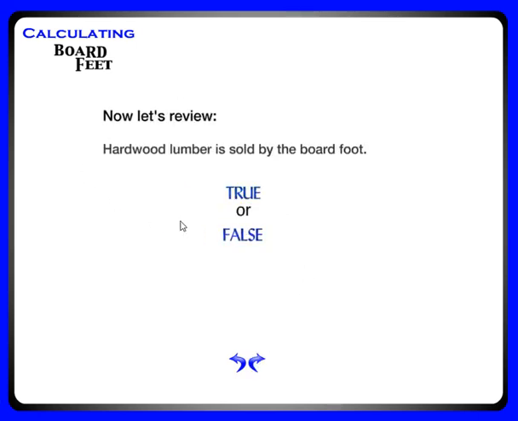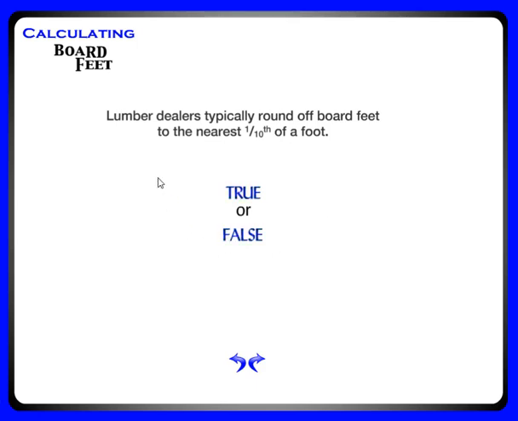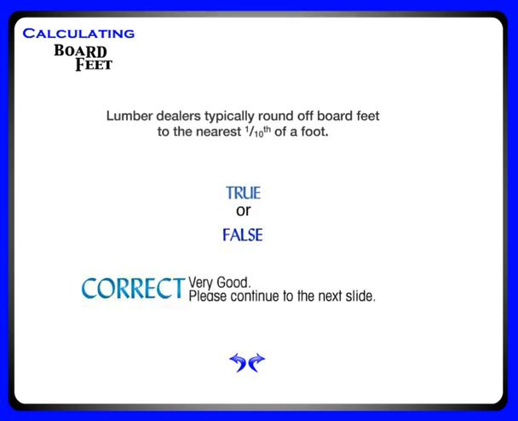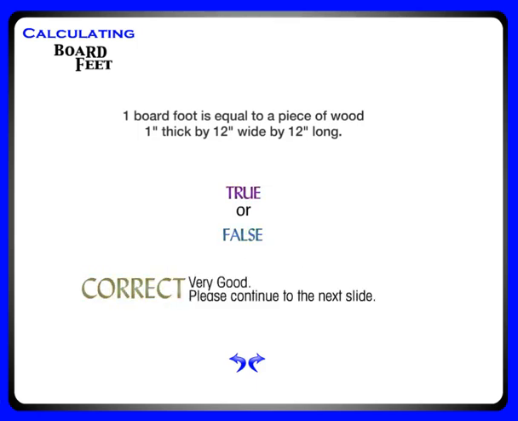All right, now a few questions. Hardwood lumber is sold by the board foot. True or false? The answer is true. Lumber dealers typically round to the nearest tenth of a foot. True or false? If you said false, you are correct. One board foot is the equivalent of a piece of wood, 1 inch thick, 12 inches wide, and 12 inches long. True or false? The answer is true.